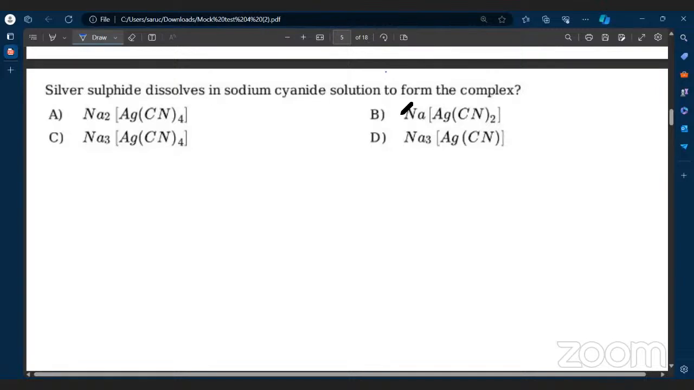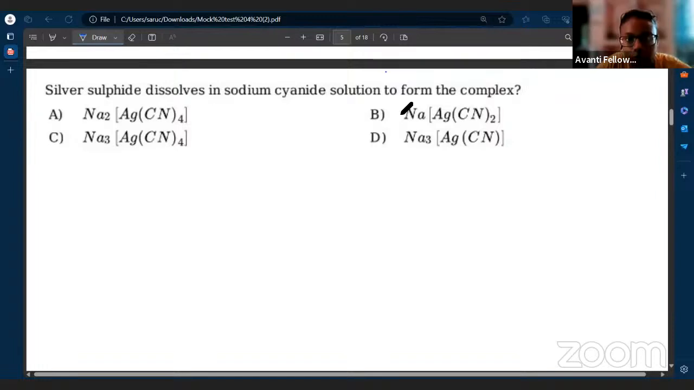Have you attempted this question? If you have, put the answer in the chat box. Silver sulfide dissolves in sodium cyanide solution to form the complex. Okay, so we'll go with the answer.